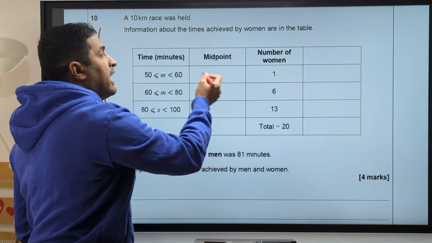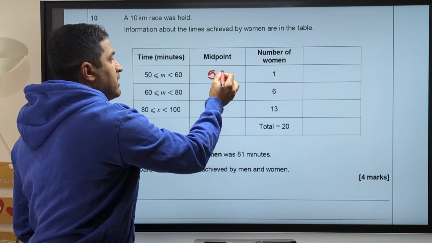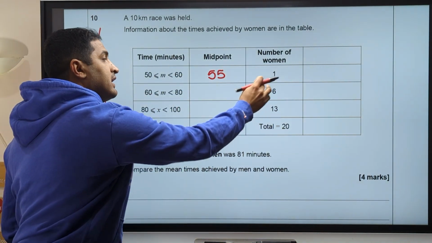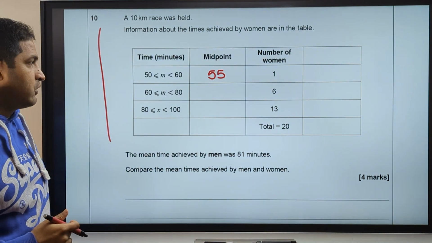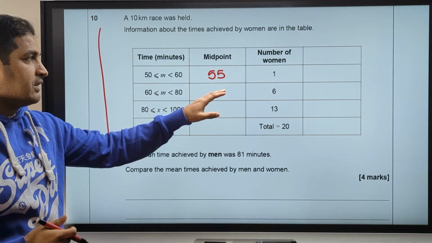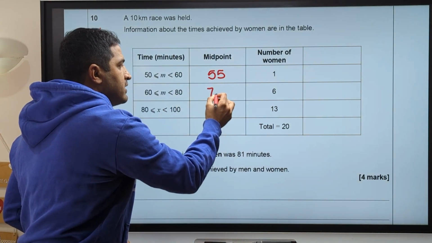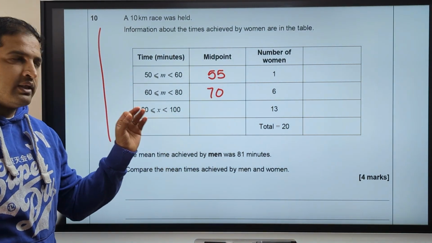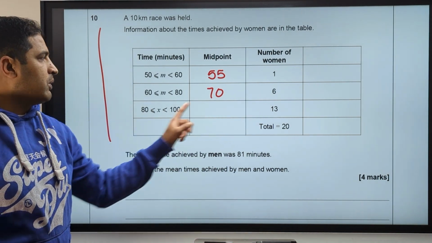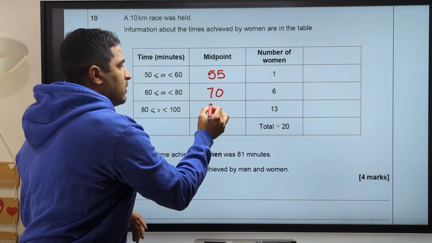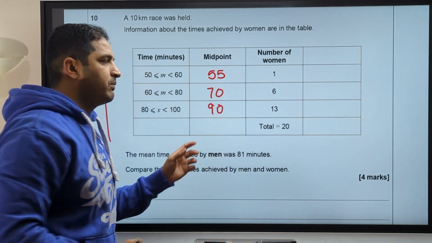So we've been asked to work out the midpoint, means the middle number of 50 to 60, which is 55. These 6 women took 60 to 80. So again, we don't know the exact time the 6 women took. So we're going to say, okay, these 6 women took roughly 70 minutes. That's what this midpoint is about. These 13 women took 80 to 100 minutes. We don't know the exact time. So we're going to say, okay, all 13 of them took 90 minutes to complete the race.